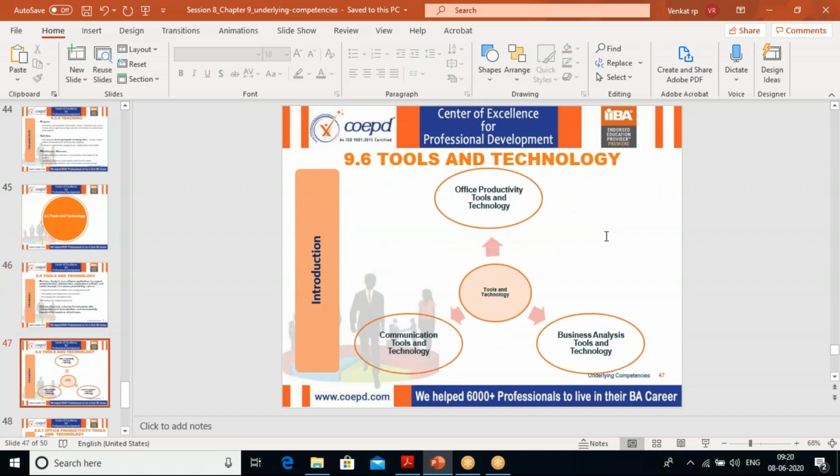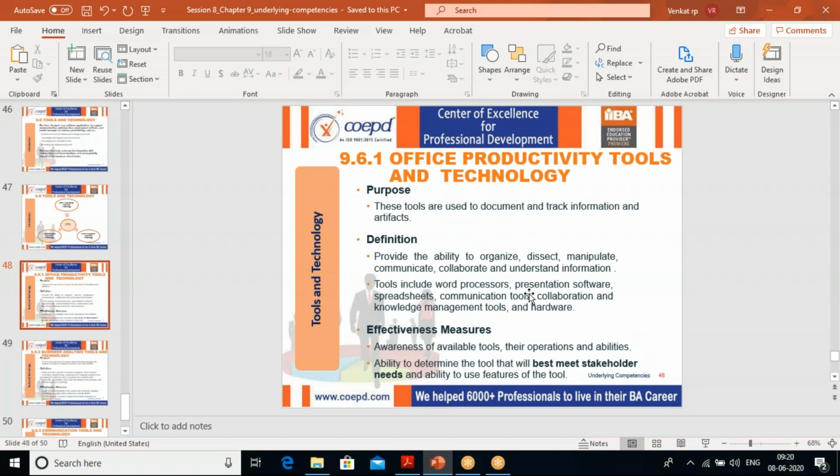Fine. And if you look into it, number one, we have to understand about the office productivity tools and technologies. And second, we have to understand about the business analysis tools and technology. And the third one, we should understand about the communication tools and technology. So these three areas we have to look into. And for the office productivity tools, we need to understand what they are actually using in your office. Let me say they may be using Outlook for email communications.